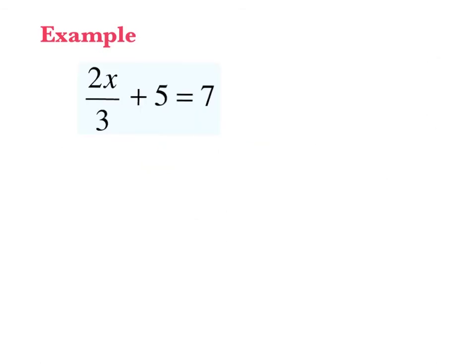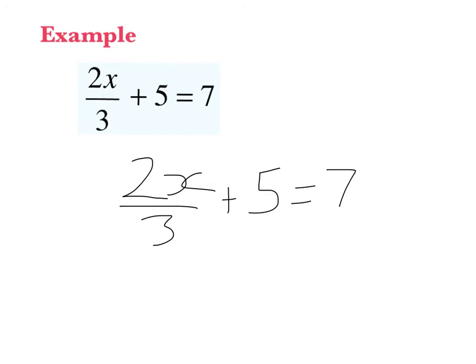Okay, let's look at the next example. I've got 2x divided by 3 plus 5 equals 7. What I'm attempting to do here is take away the things furthest away from the x, or furthest away from my pronumerals. That would be the 5 here. Subtract 5 from this side, subtract 5 from that side.